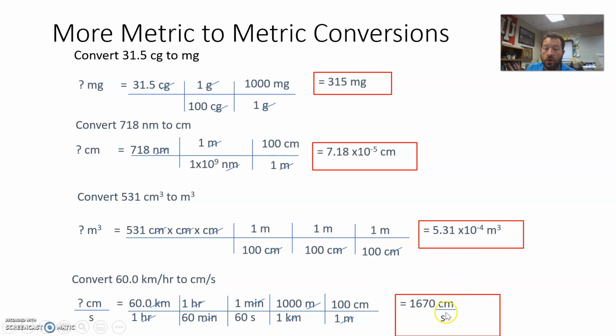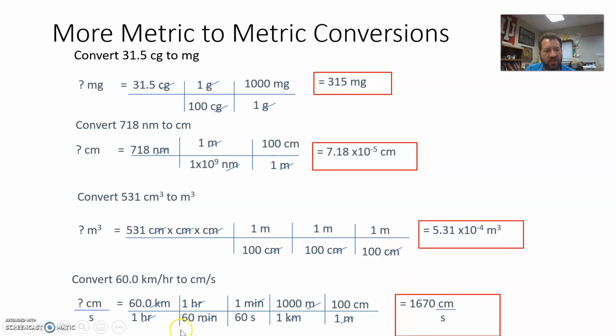1,670 centimeters per second. Now at this point, if you wanted to, you could go back and write the slash, centimeters slash second, or you can do as I did and just keep the number on top and the value in bottom. So centimeters per second.